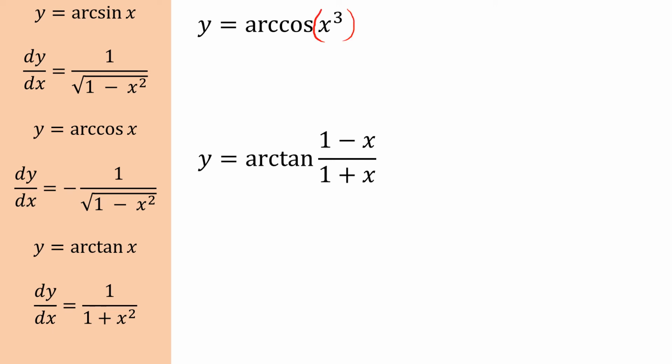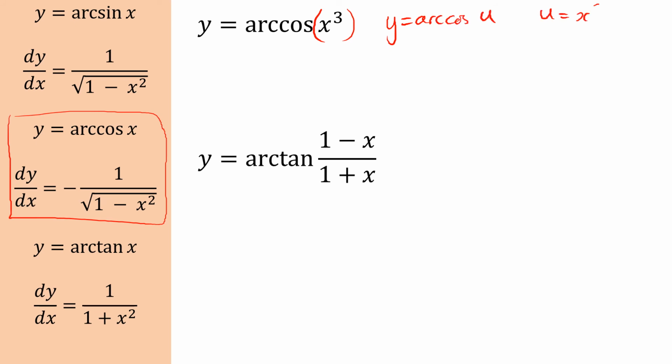So our first one is we're going to look at y equals arccos of x cubed, and we're not going to start by applying cos to both sides because we already know now what arccos differentiates to. We're going to say that y is equal to arccos of u, and u is equal to x cubed. This is definitely a chain rule because the x cubed is nested within the arccos.